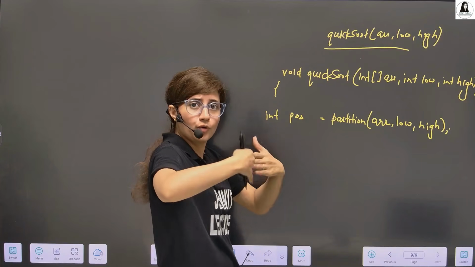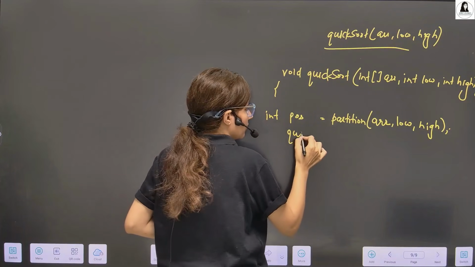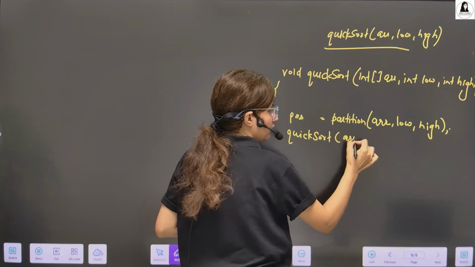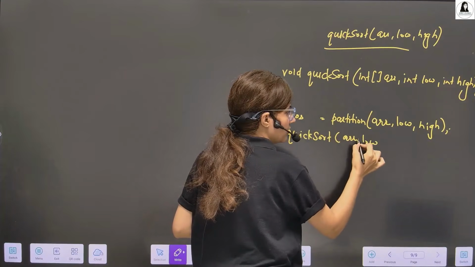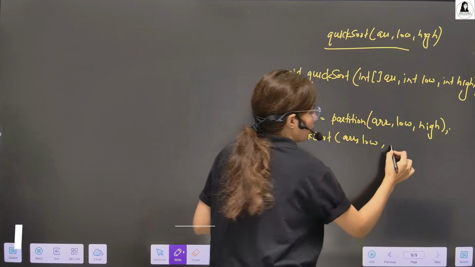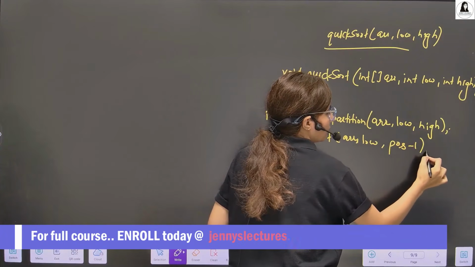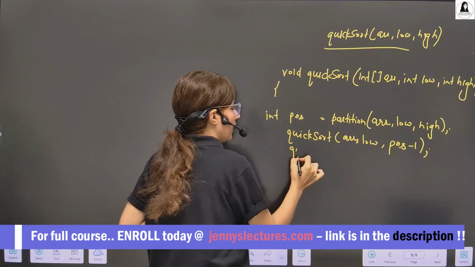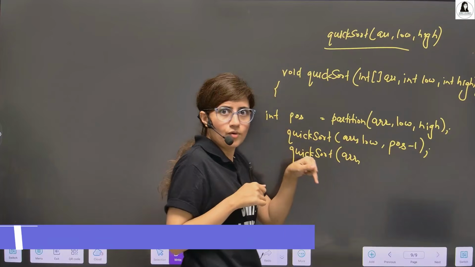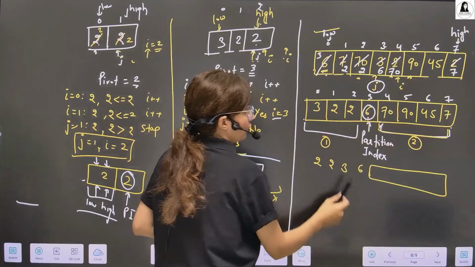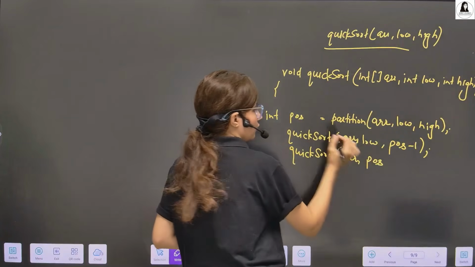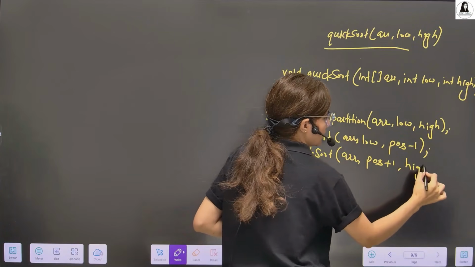Now after partitioning, what do we do? We again recursively call quick sort, first for left then right. For left, just pass the array. Low would be as it is, but for the left partition, high is whatever partition index you get, minus 1. Now I'll again recursively call quick sort on the same array. Low for the right partition is whatever partition index plus 1, and high would be as it is.